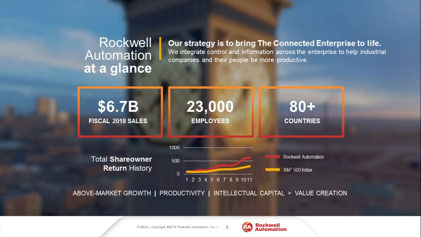Okay, a quick level set for everybody. Rockwell Automation is a $6.7 billion company. We have 23,000 employees, and I think we operate out of 80 plus countries. The most important thing is the tagline that you see at the top. That's how we are living and transforming our business. And if time permits, we'll get to how we are using this in our own businesses, in how we transform ourselves with the kind of things that we sell to our customers as well.